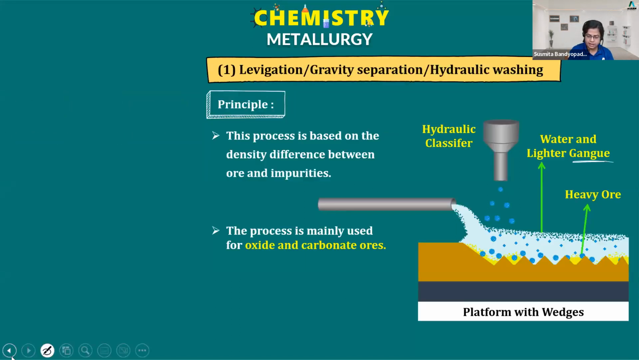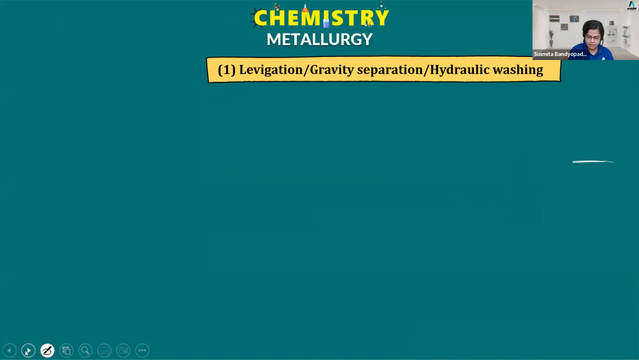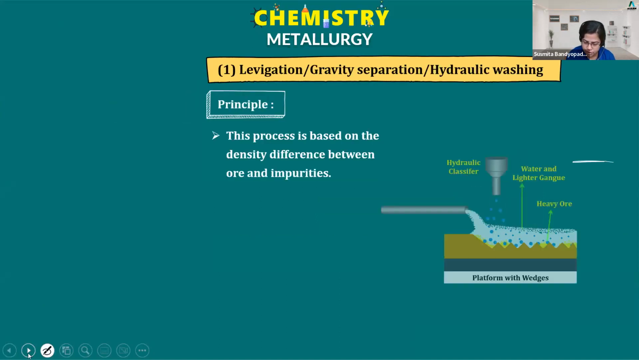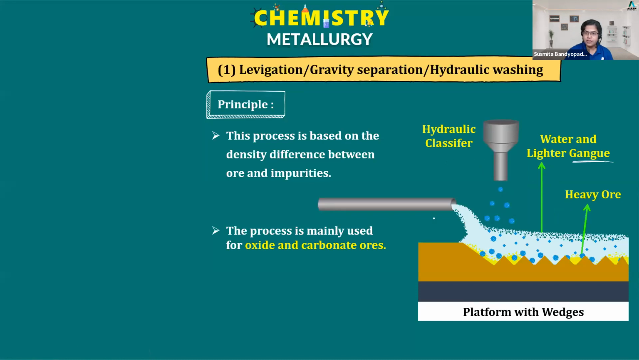A stream of water is passed through a platform having wedges, where the lighter impurities are washed up by water and the heavier ore is left behind. This process is mainly used for oxide and carbonate ores and it is based on the difference in densities between the ore and the impurities.